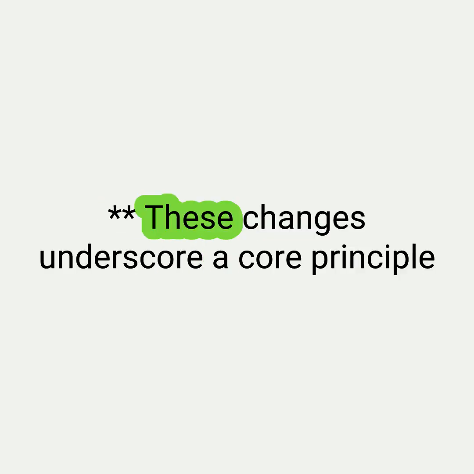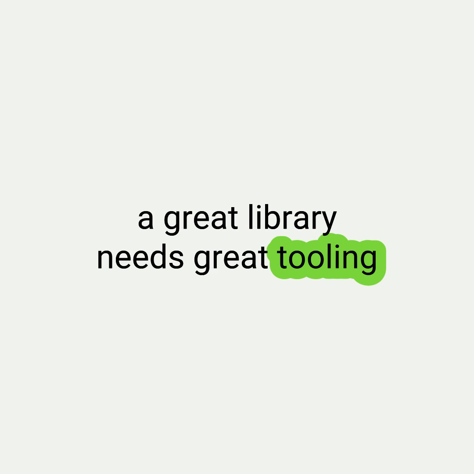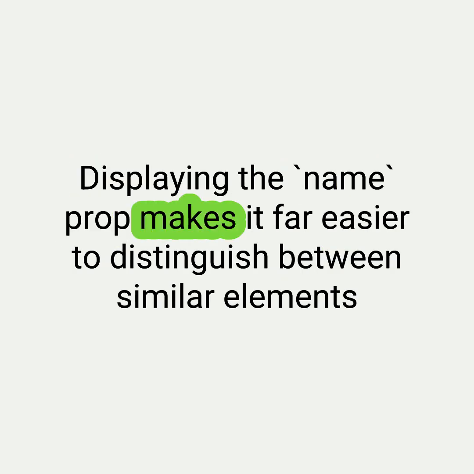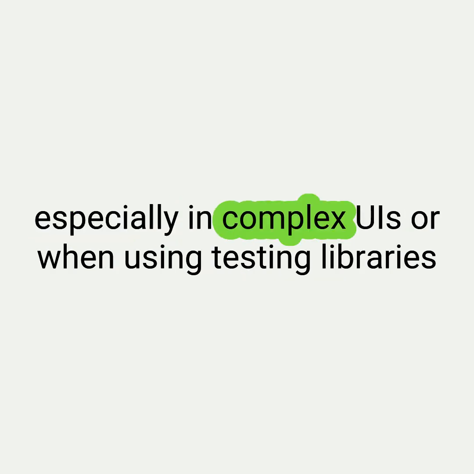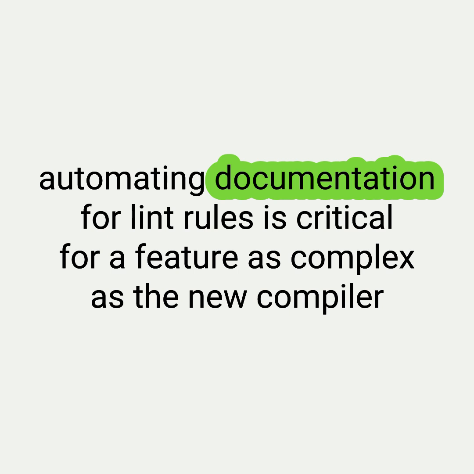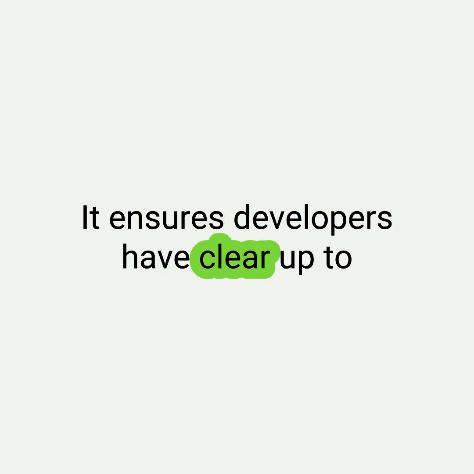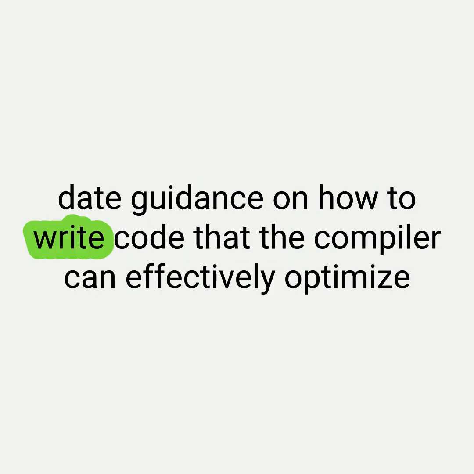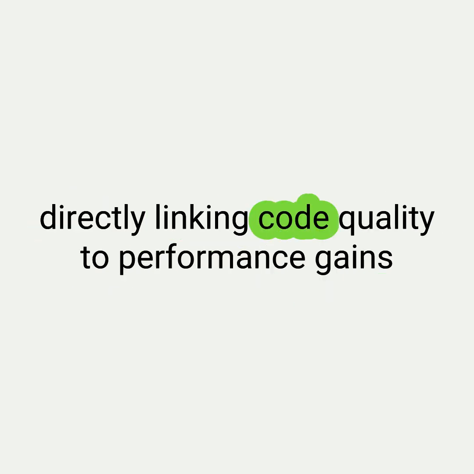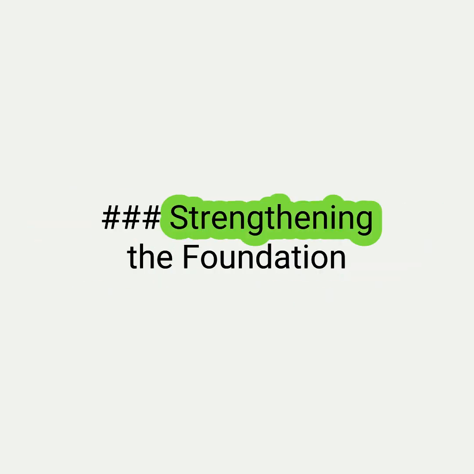The concept. These changes underscore a core principle: a great library needs great tooling. Displaying the name prop makes it far easier to distinguish between similar elements, especially in complex UIs or when using testing libraries. Meanwhile, automating documentation for lint rules is critical for a feature as complex as the new compiler. It ensures developers have clear, up-to-date guidance on how to write code that the compiler can effectively optimize, directly linking code quality to performance gains.